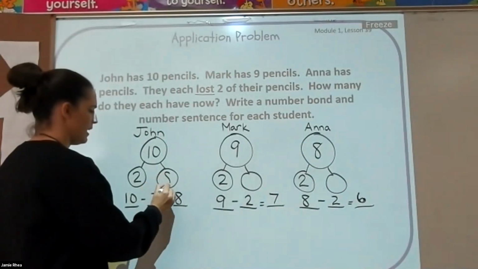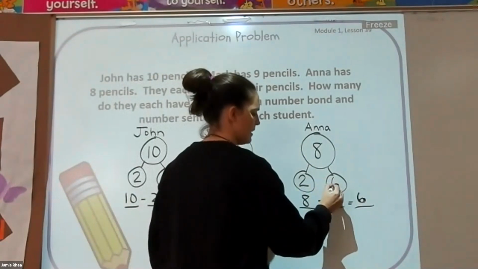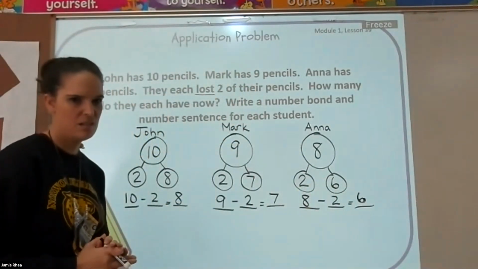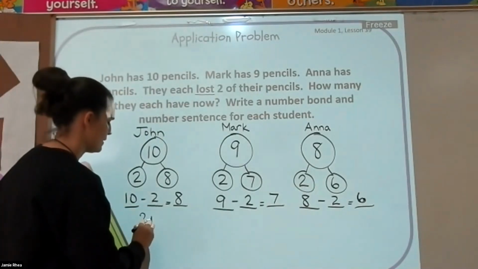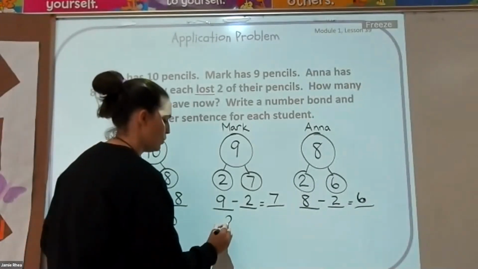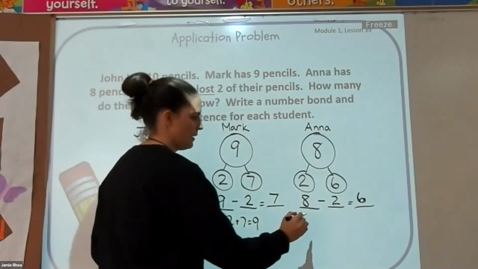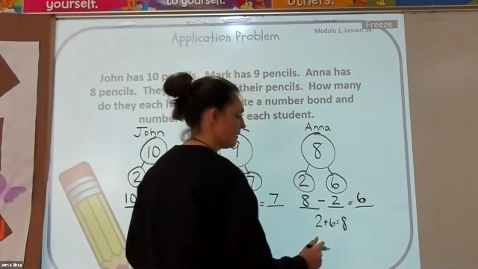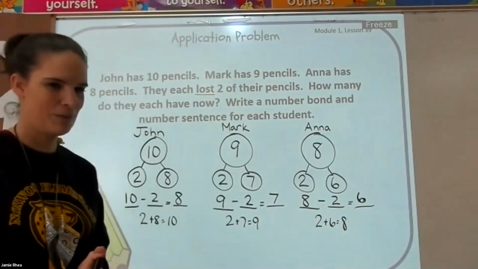So now we have 8, 7, and 6. Now, could I check this to make sure I'm right? Yeah, I could say 2 plus 8 equals 10. 2 plus 7 equals 9. And 2 plus 6 equals 8. It's a good way to check yourself. If it's the same, then you're probably right.